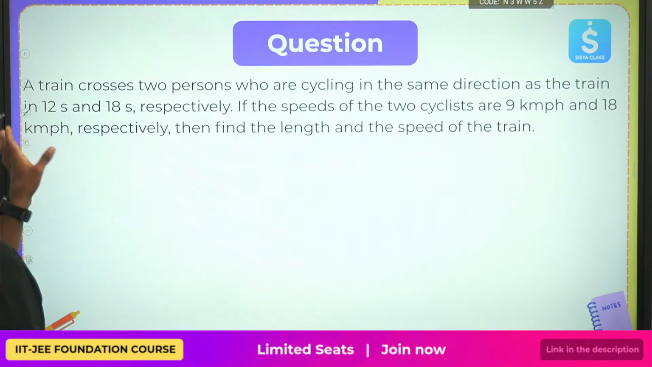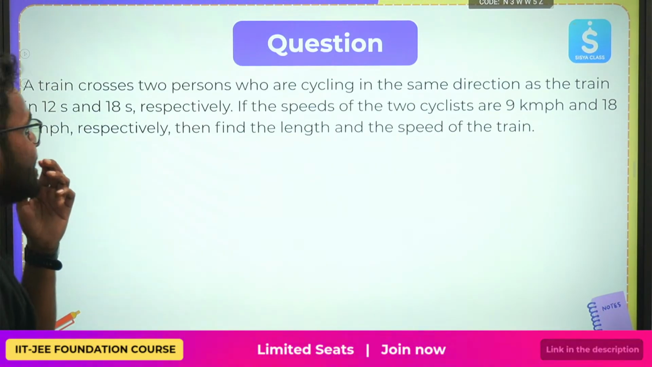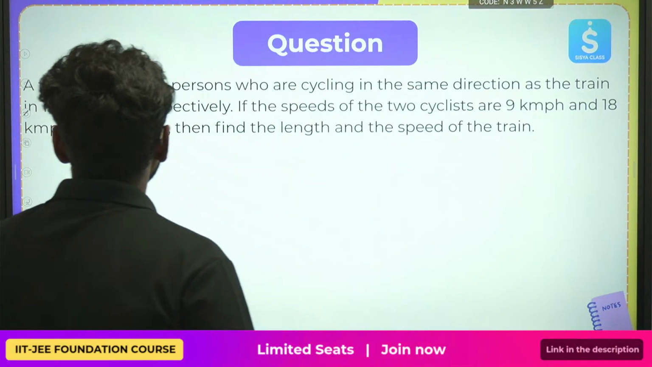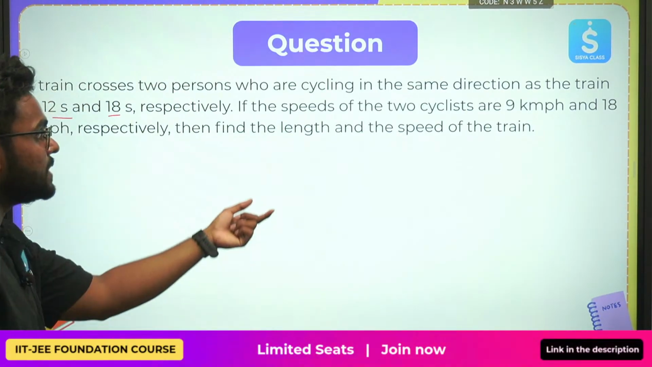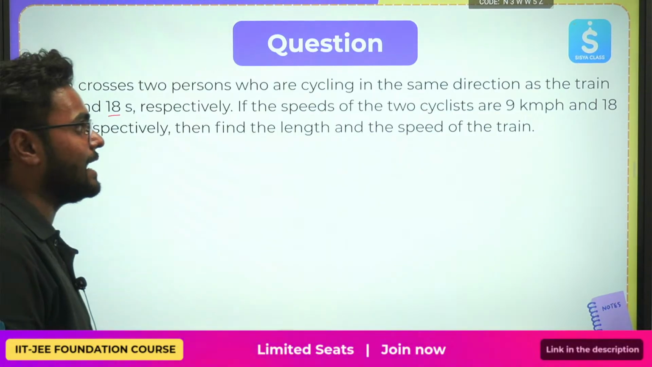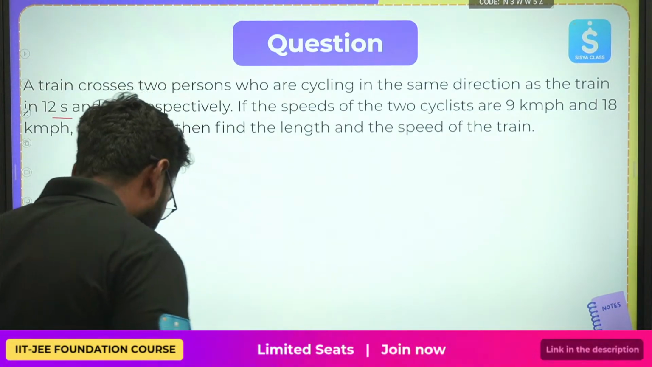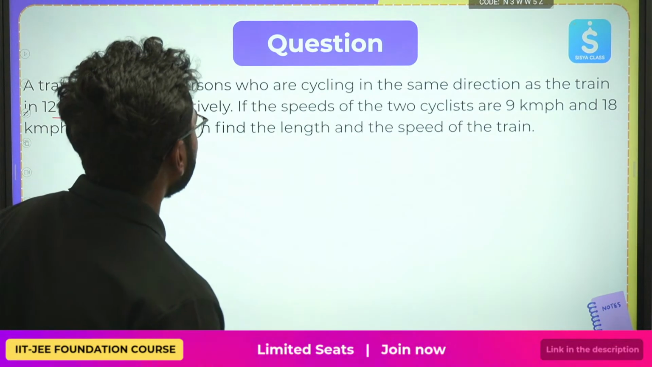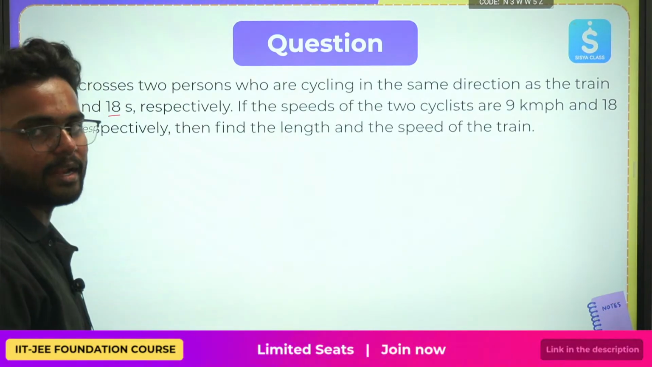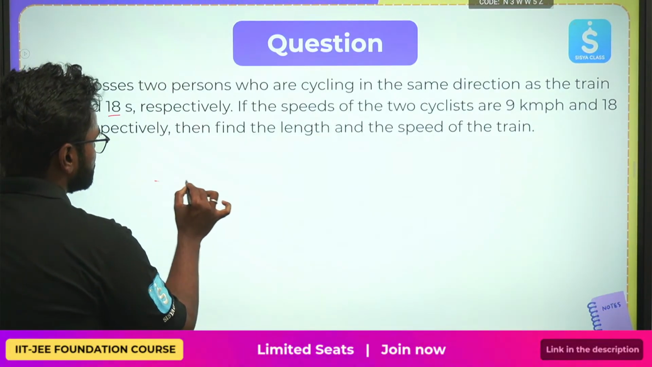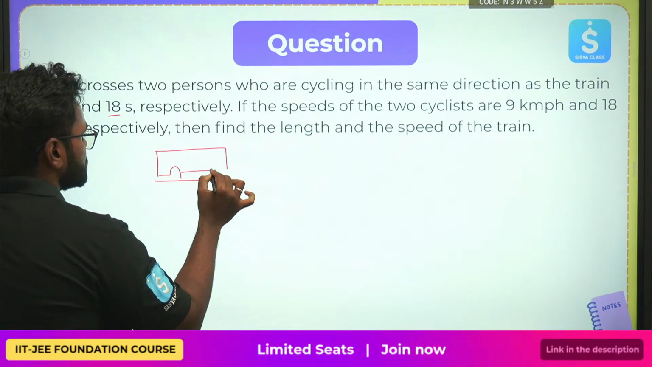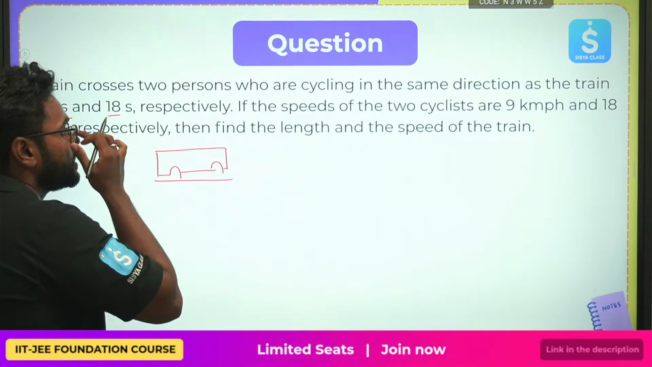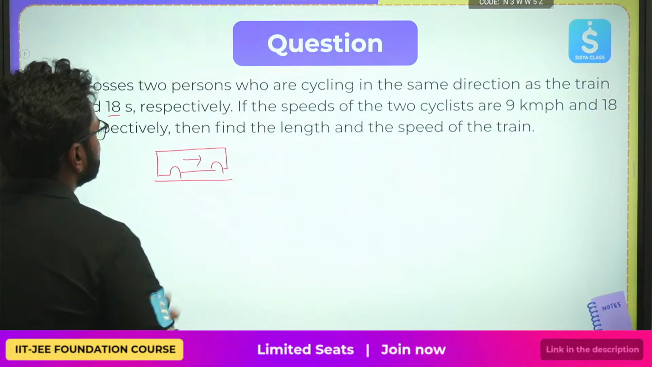Chalo. Now, a train crosses two persons who are cycling in the same direction as the train in 12 seconds and 18 seconds respectively. If the speeds of the two cyclists are 9 and 18 kmph respectively, then find the length and speed of the train. Okay, let me tell you this. Okay, you have a train. You have a train, right? Now let us assume this is moving.